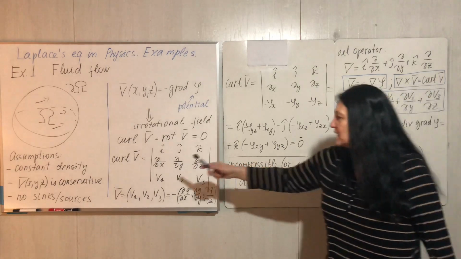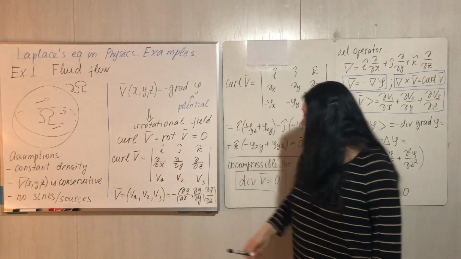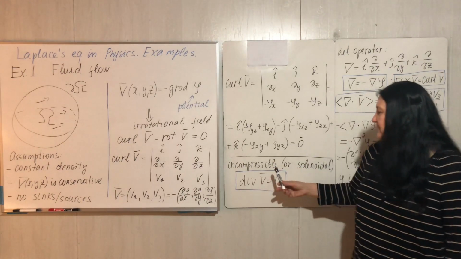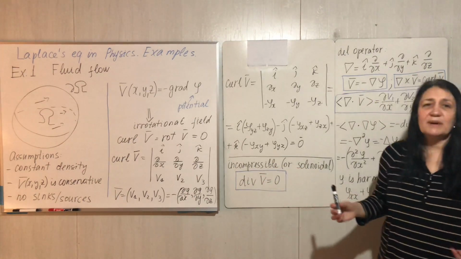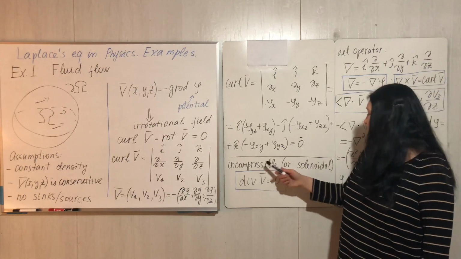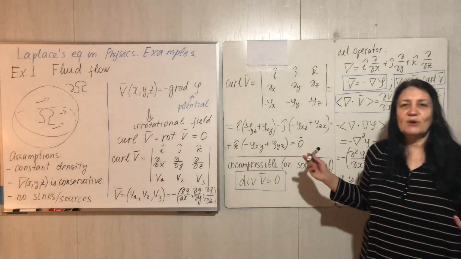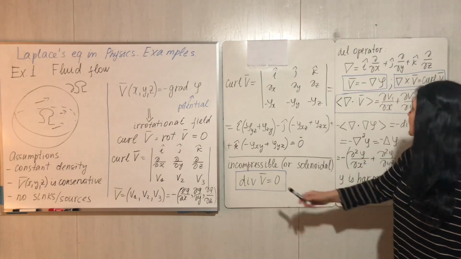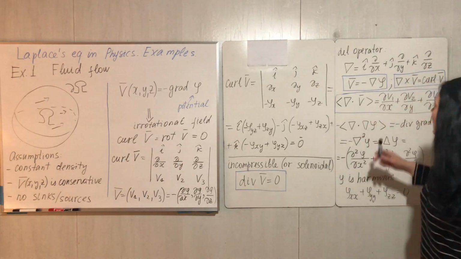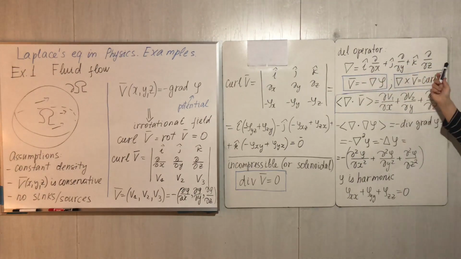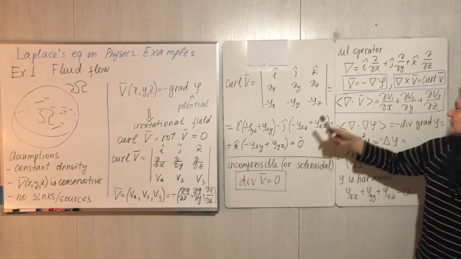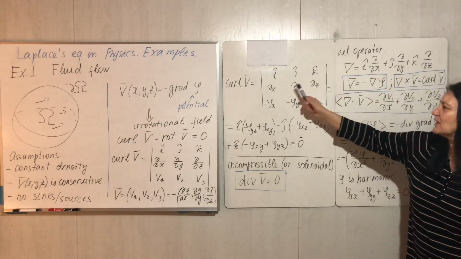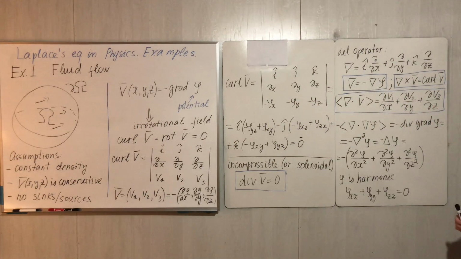And also, since there are no sinks, sources, and constant density, we assume that our fluid flow is incompressible. And incompressible, or we can say it's a solenoidal field. So divergence V equals 0. And here I just remind you the definitions of divergence, and also it will be convenient to review curl and gradient.